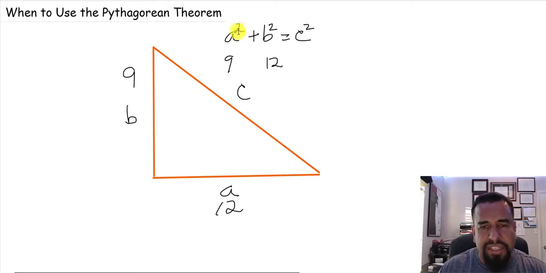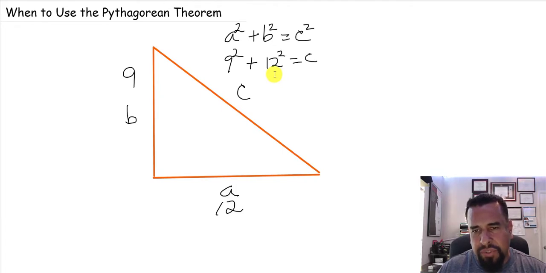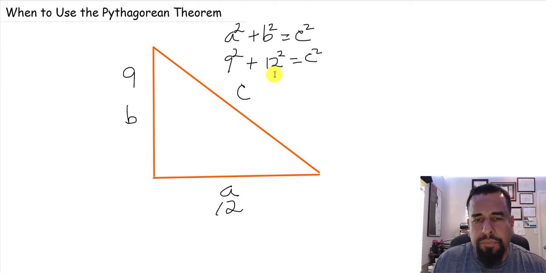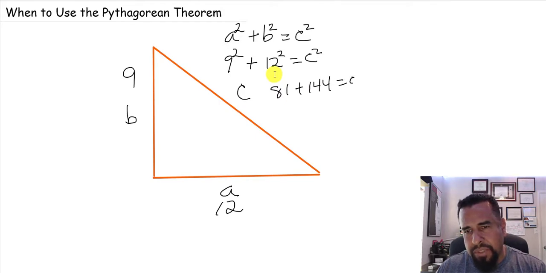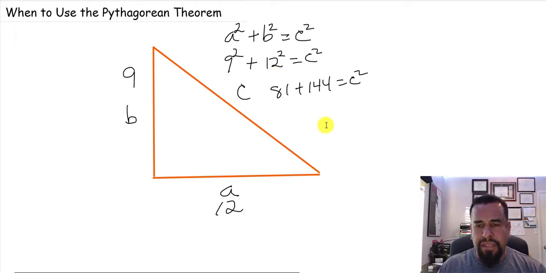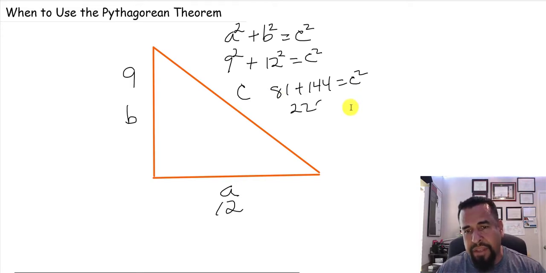Notice that each one of these is squared, so I need to add that exponent to my actual numbers. So 9 squared plus 12 squared is going to equal c to the power of 2. So 9 squared is 81. 12 squared is 144, equals c squared. Next, let's go ahead and add 144 plus 81, which would be 225, equals c squared.